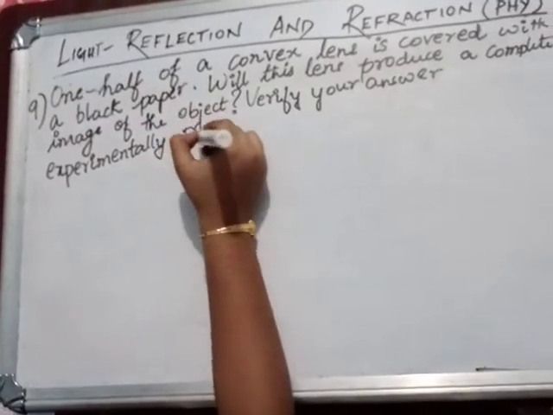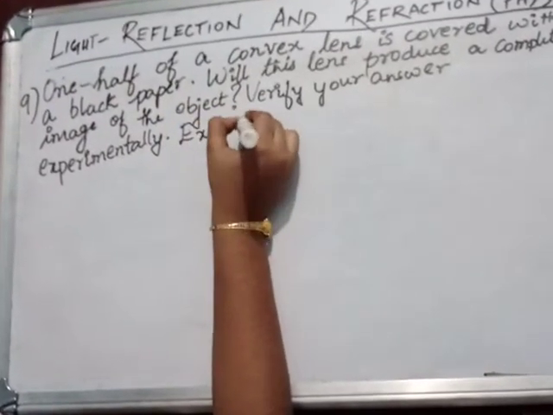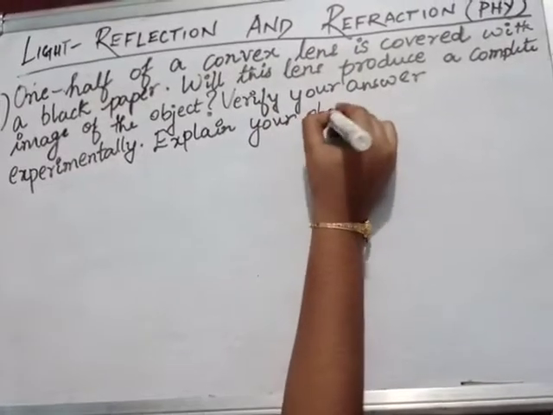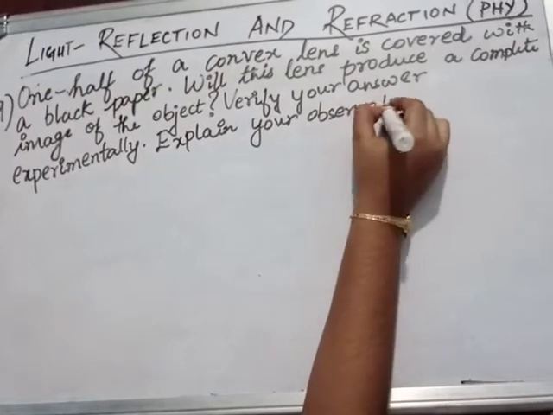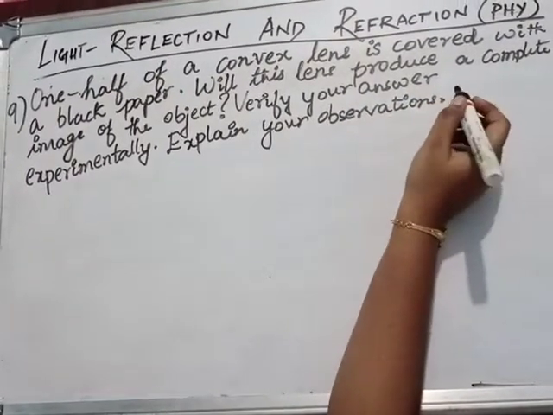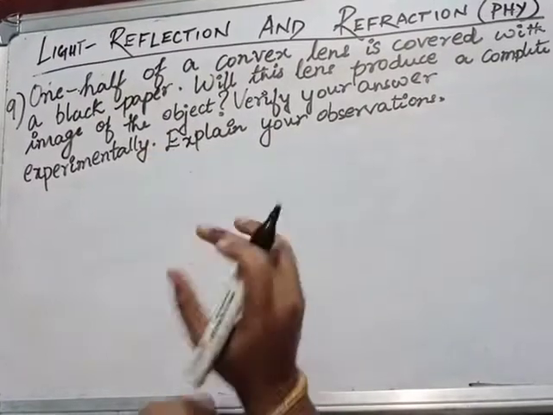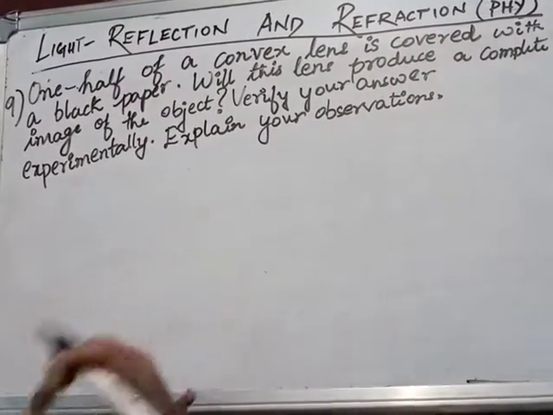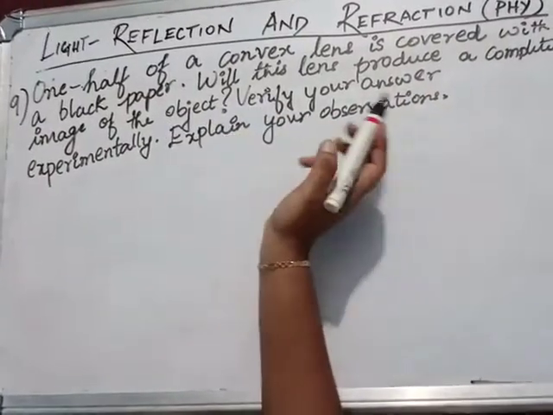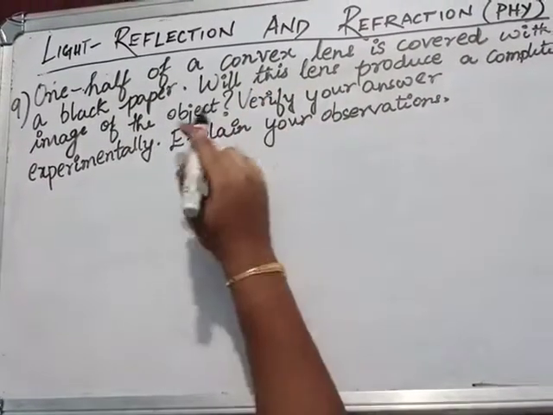Explain your observations. So this is a question. We have subdivisions. We'll be going with 2 cases. We have to verify our answer experimentally and we should explain our observations also.